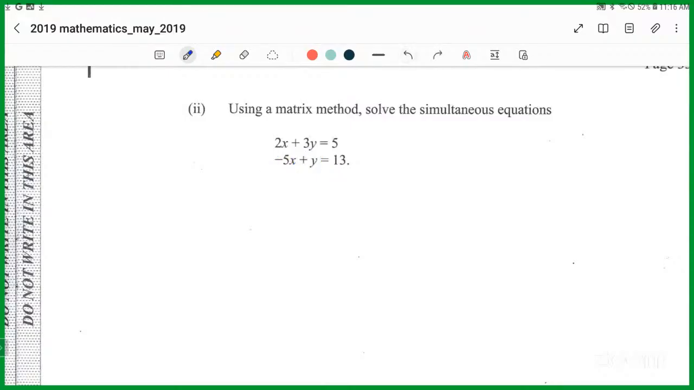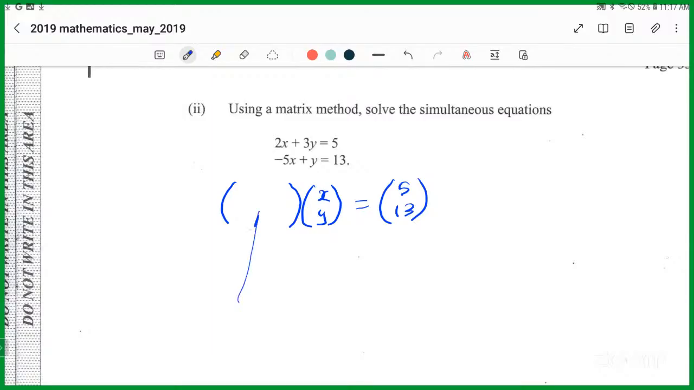So it means that this pair of simultaneous equations can be written as a product of two matrices, a 2 by 2 and a column matrix. It's going to have xy in the column matrix. That's why you have to have x followed by a y, x followed by a y on the two equations. And that is going to be equal to a matrix with these values, 5 and 13, a column matrix.